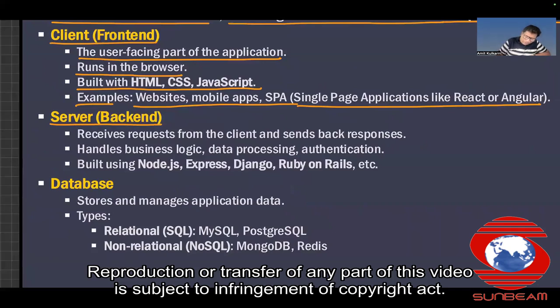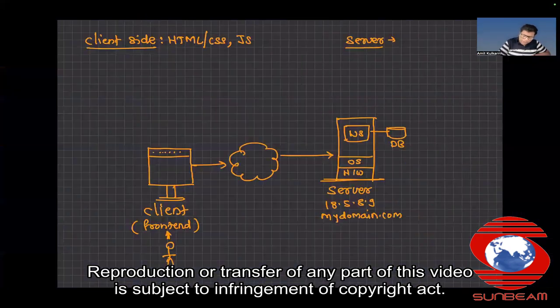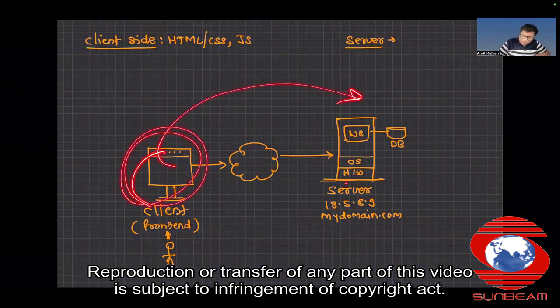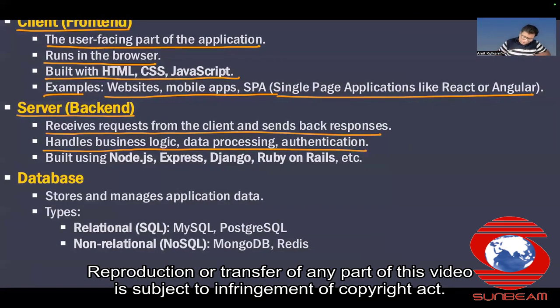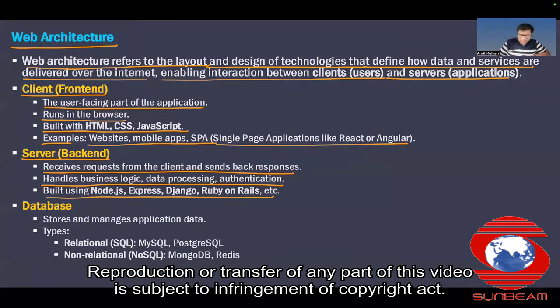Now, when you talk about a server or backend, this receives the request from the client and sends back the responses. So the user sitting on this particular machine will send a request to the server, and the server will respond back using a response object. It handles the business logic, data processing, authentication, database communication, logging, and whatnot. It does many different things on the server side. For example, Node.js, Express, Django, Ruby on Rails, and so on.